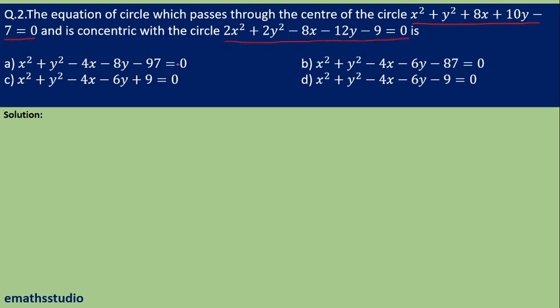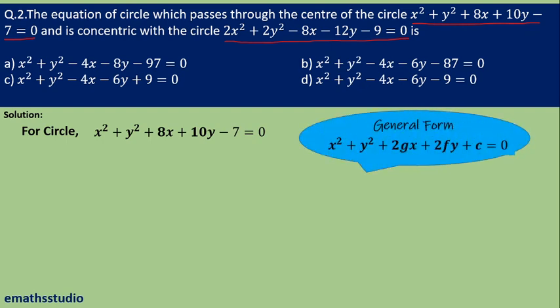First of all, I'm considering the circle x square plus y square plus 8x plus 10y minus 7 is 0. Now if I compare this with the general form, I can write the values of g and f. Look at this one. This value is 2g, and this value is 2f. So one can directly write the value of g is 4 and the value of f is 5. Now once you get these values, you can write the center of the circle as -4 comma -5. So this is the center of the given circle.